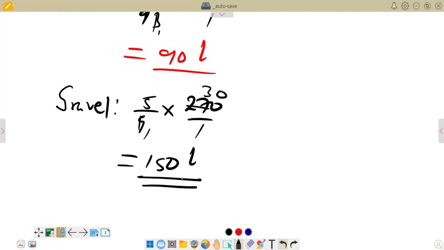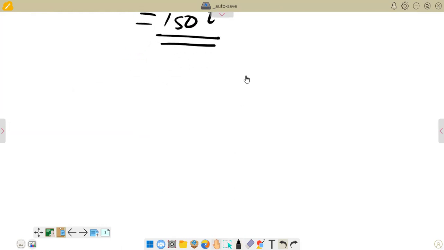So these are the proportions that we have, and we calculated them in relation to the proportion in terms of our liters. We can now move on to the next question, 1.2.3. So on 1.2.3, let's see what we have in the question.